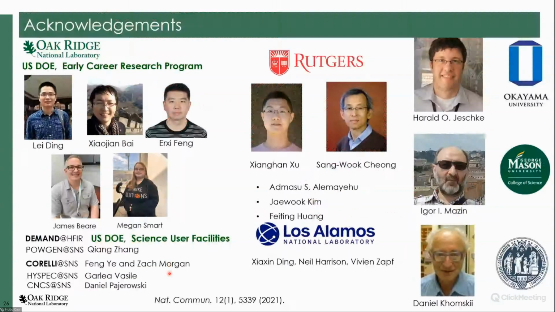We also did dynamic studies measured at HYSPEC and CNCS, with Yu and Daniel. Our senior collaborators, like Sunchang's group and Xianghan's group, grew large crystals for neutron work. We also did high field magnetization with Los Alamos, Vivian, Neil, and Xiaxin. We have three great theorists who make all this complicated math structure and explain the experimental results: Harold, Igor and Daniel. Daniel just passed away. They are very good theorists in the field. So that's the end of my talk.